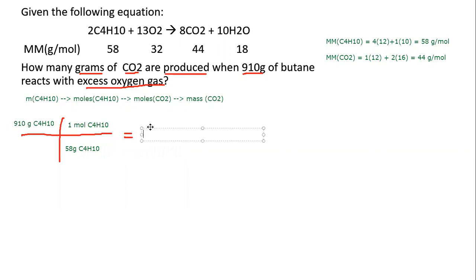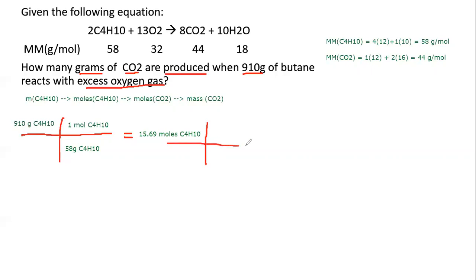So again, mass divided by molar mass gives us moles. So that's step 1. We found the moles of butane. Step 2 is we're going to convert it to moles of CO2.